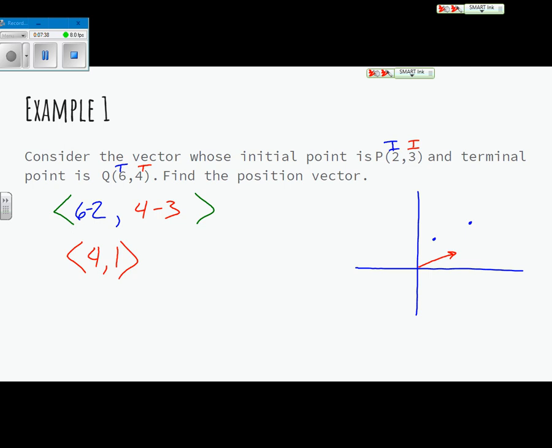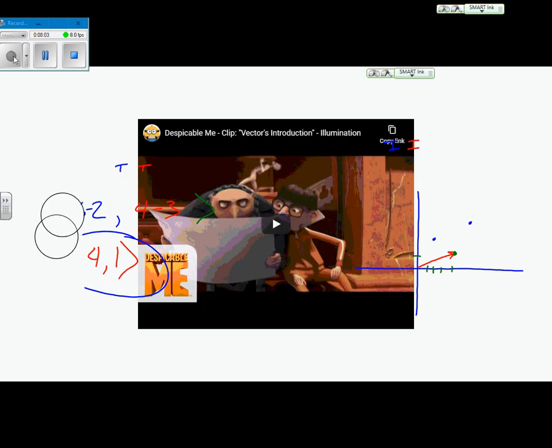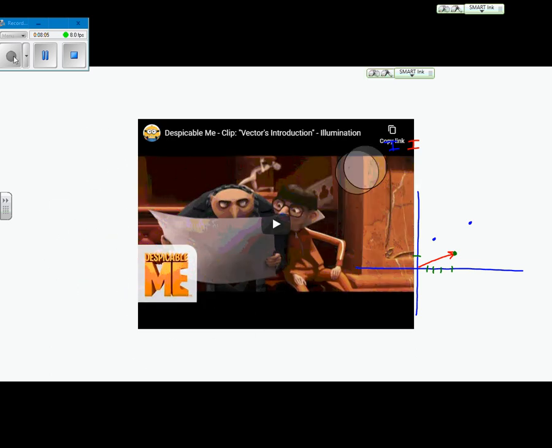That makes sense if I was to draw this out, because wherever it lands, over 4, up 1, that's going to be this point right here. And so there's a lot more I can do with this <4, 1> than I can when it's written with initial and terminal points. Let's see what all we can do with it. Before we get going, the two most important things I'm interested in are the magnitude and the direction.